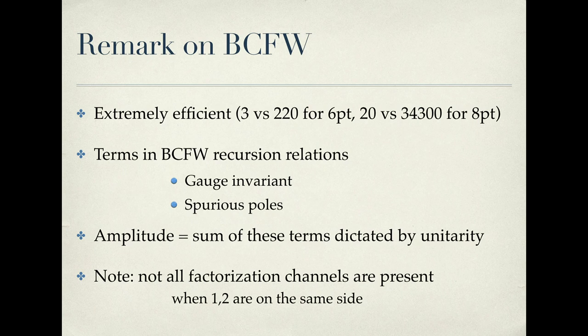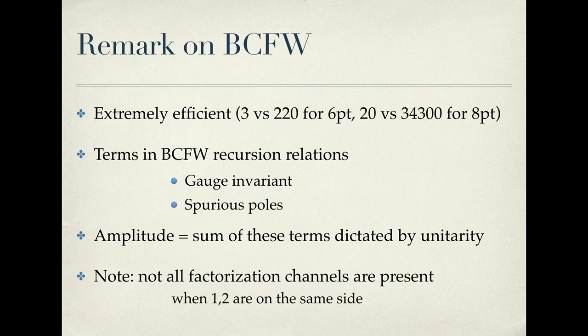Now, the terms in these BCFW recursion relations are individual gauge invariant functions because they are products of on-shell amplitudes, and these are gauge invariant, but they have spurious poles. So it's always somehow you are gaining something, but you are losing something else. Of course, in terms of efficiency, you are gaining a lot. In terms of properties, you are gaining gauge invariance, but the artifact of that expansion is these spurious poles.